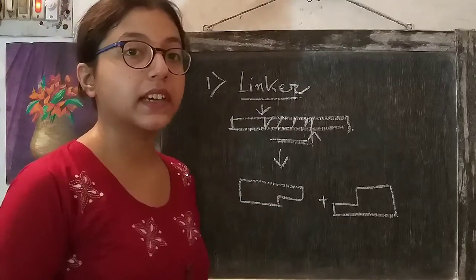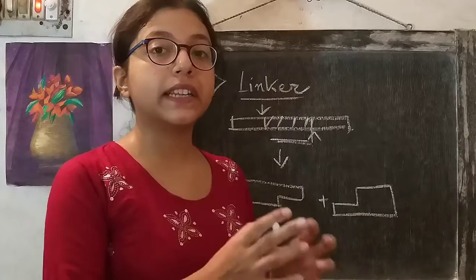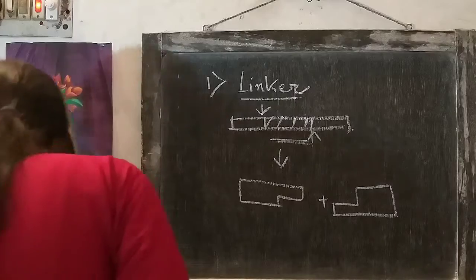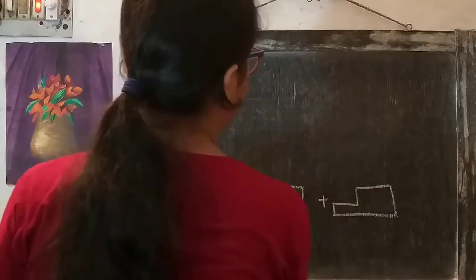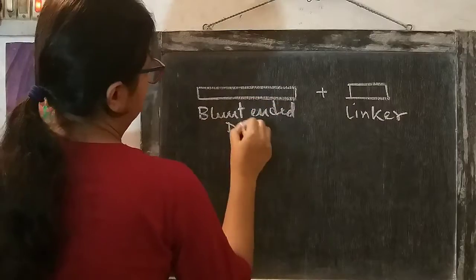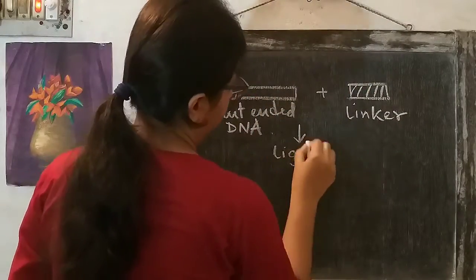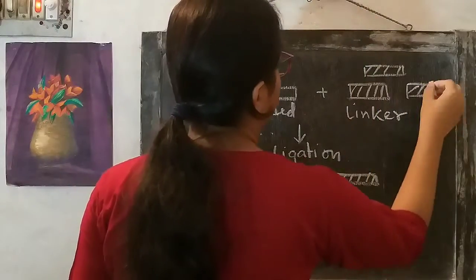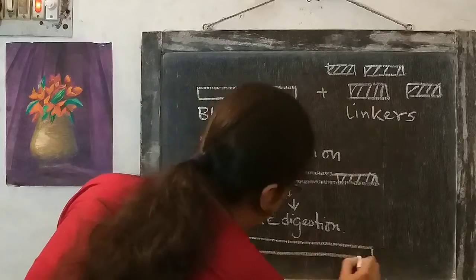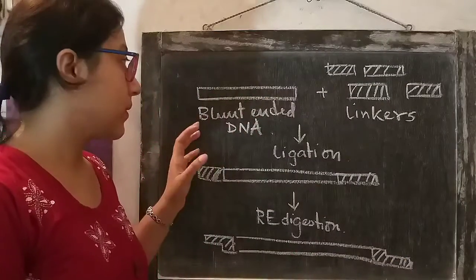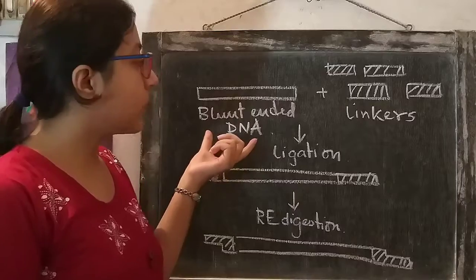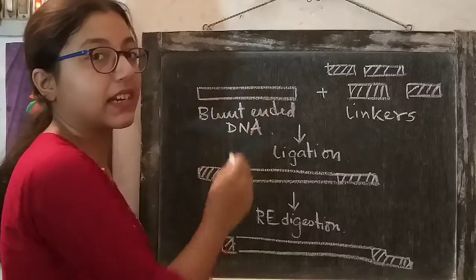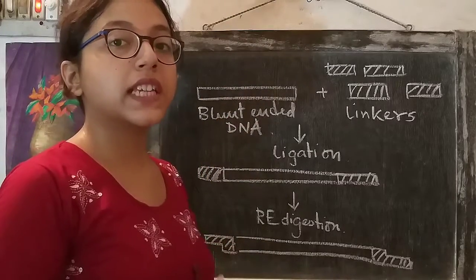Now what is the utility? How can the linkers convert a blunt-ended DNA fragment into a sticky-ended form? Let's look at that. So focus on this diagram. This is a blunt-ended DNA. We want to convert this DNA fragment into a sticky-ended form. So this is the target, the target DNA which we want to convert into sticky-ended form.